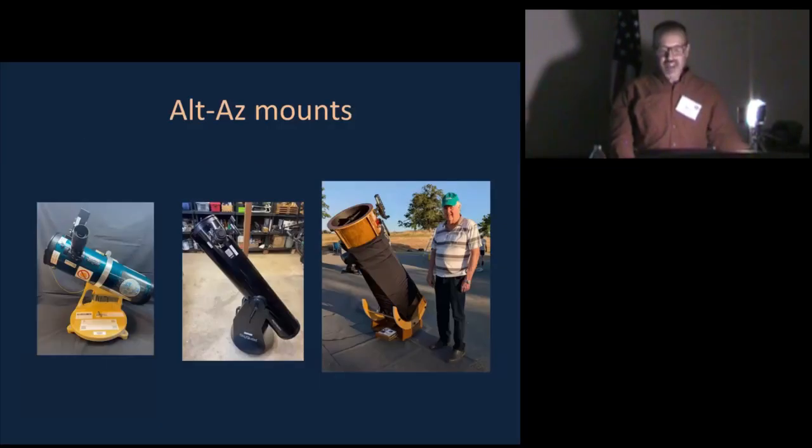So if we look at alt-az mounts, they can be small or big. Again, you've got the small one there on the left. That's the telescope that Bill donated, and there's the medium one that you can borrow. And on the right, Lonnie's not here tonight, but that's Lonnie's telescope that he made himself. All of those are on alt-az mounts.